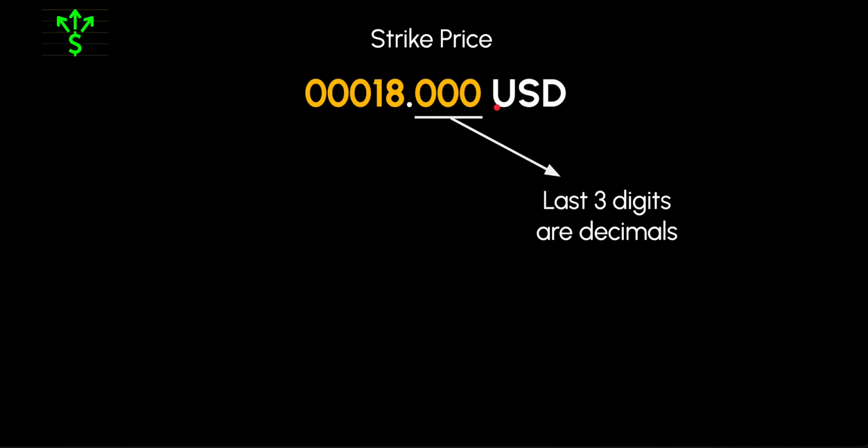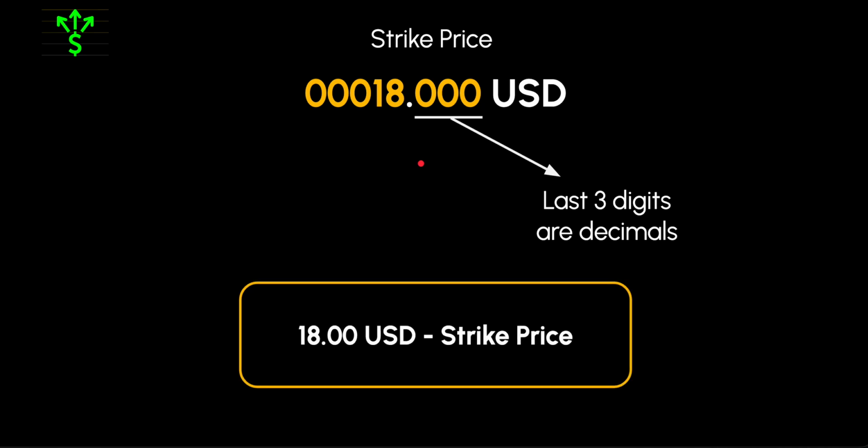So you can start counting from the right, 1, 2, 3, and put a dot here, which becomes your strike price. In this case, $18. The strike price for this option contract is $18. So the last 3 digits are always the decimals.